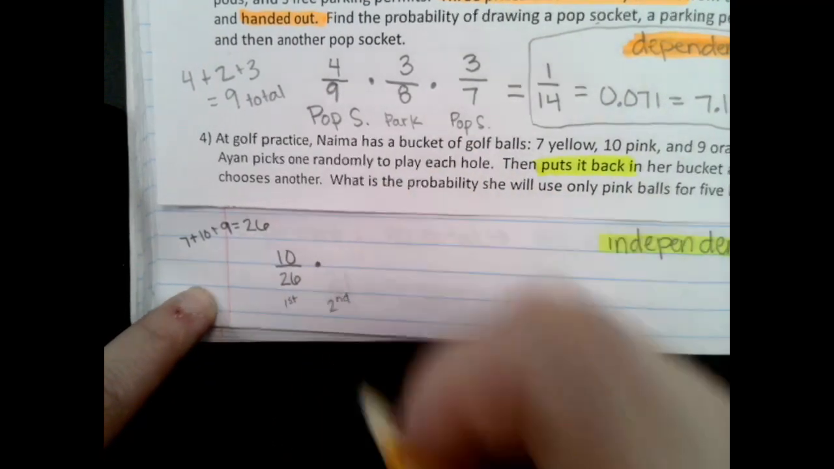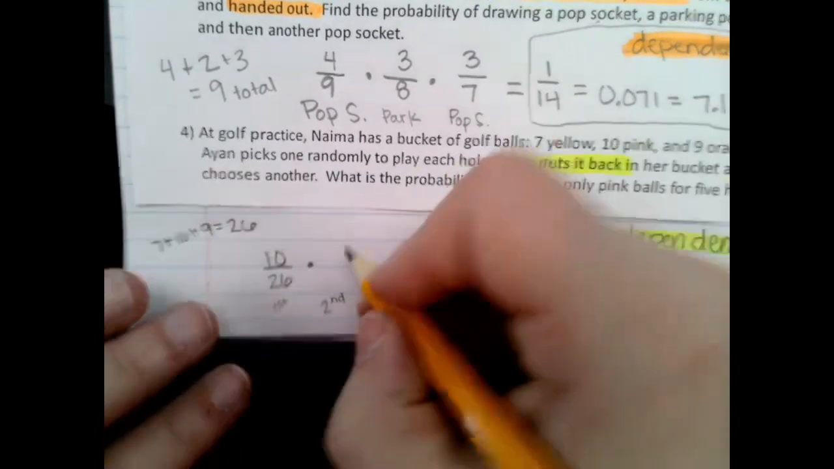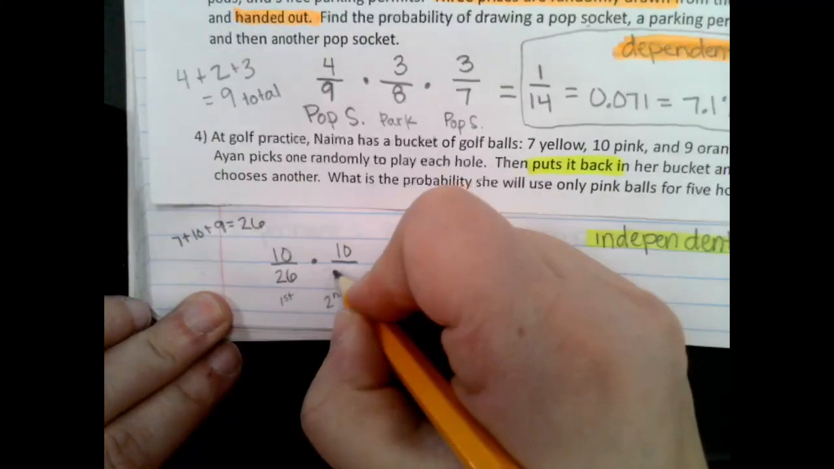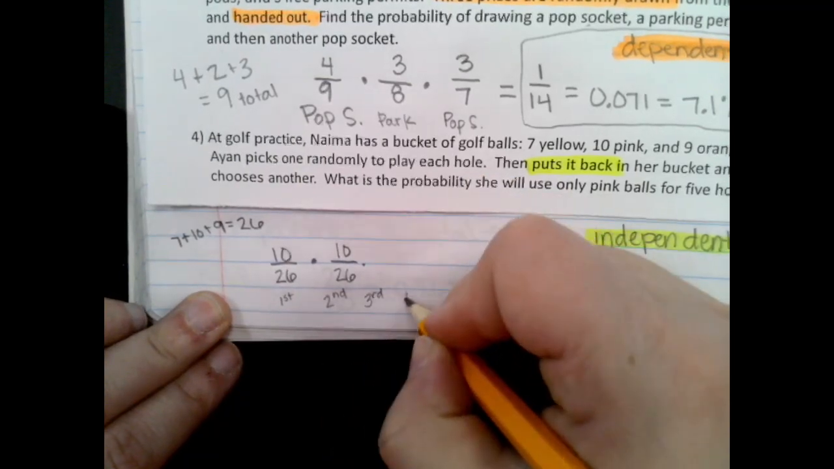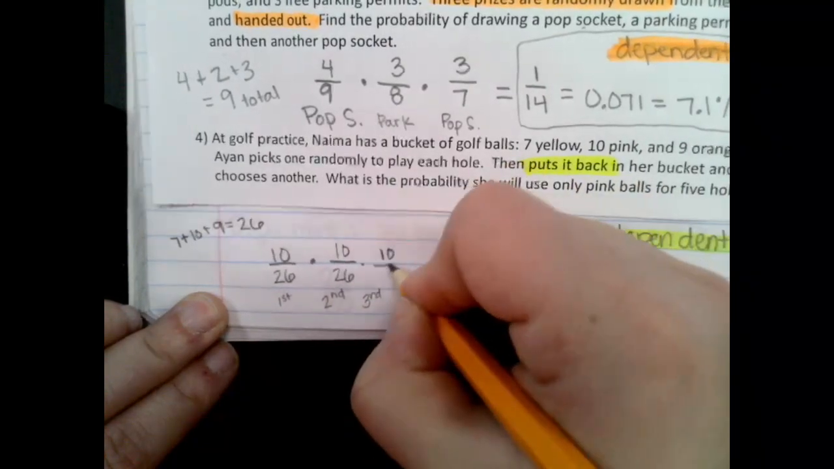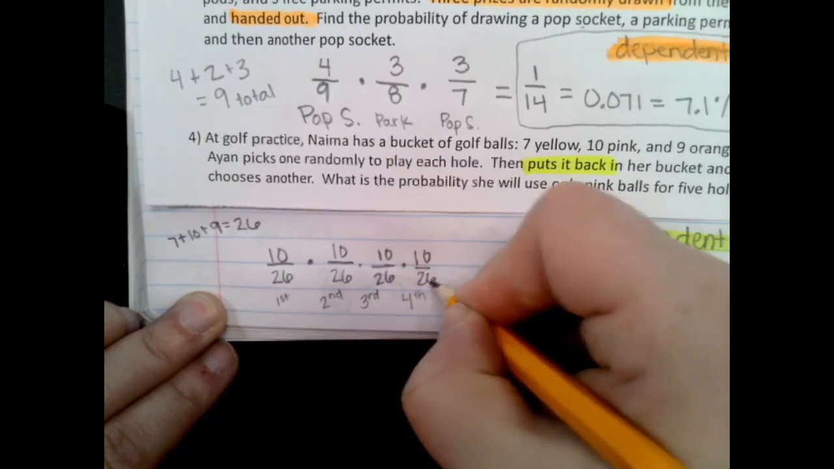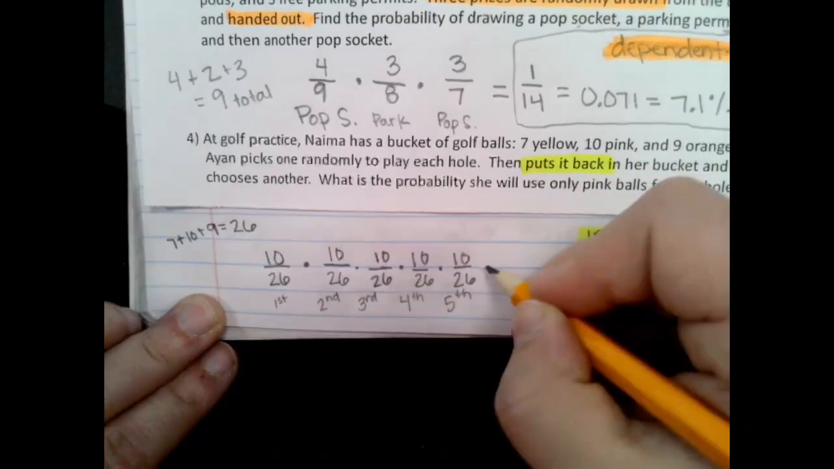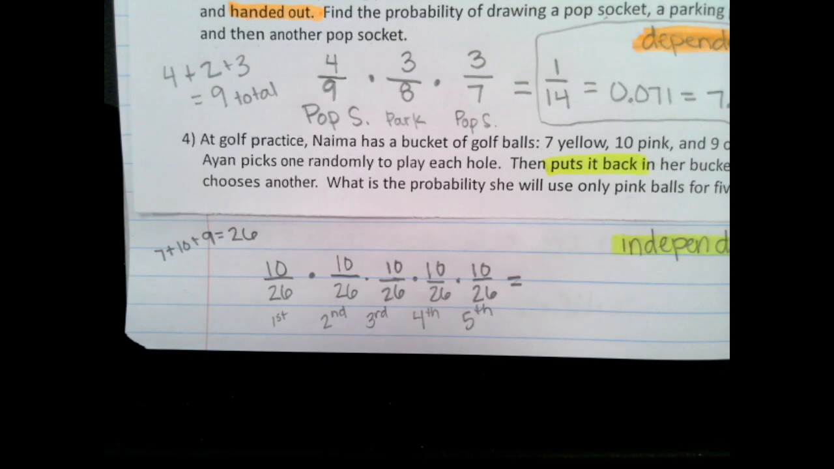5. So now for my second hole, she played with that pink golf ball. She puts the pink golf ball back. How many pink golf balls are there now in the bucket? Yeah, there's still 10 out of 26. And we're doing this how many times? 5 times. Because it's independent, that amount isn't changing. The top amount might have changed if we said pink and then orange and then yellow and then pink and then orange. But in this case, we're just doing pink, pink, pink, pink, pink.